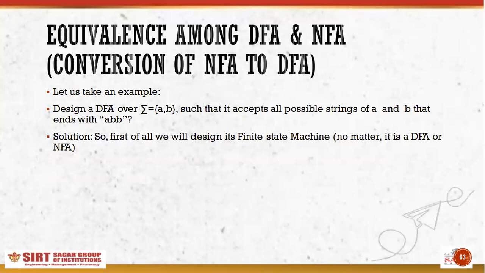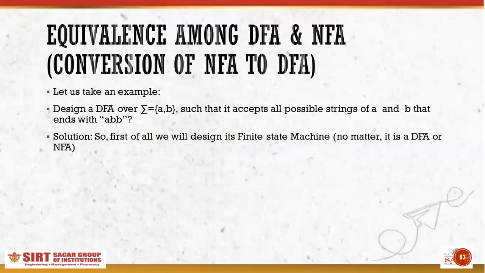Let us say you've got a question: design a DFA over sigma equals {a, b}. That means the input alphabets are small a and small b, such that it accepts all possible strings of a and b that end with abb. That means all possible strings of a and b having abb at their trailing end, at their tail, will be accepted as valid strings. The rest of the strings will be discarded or termed invalid. So we have to construct such a machine.